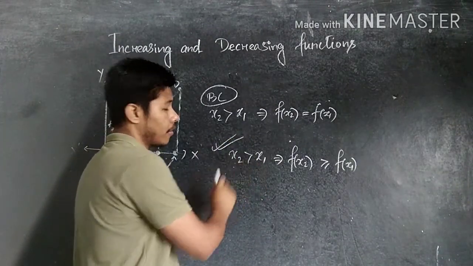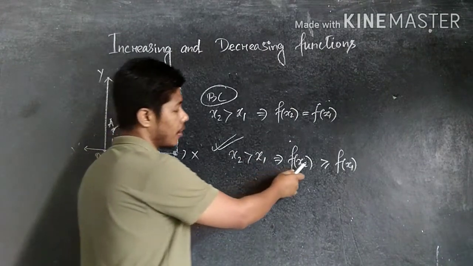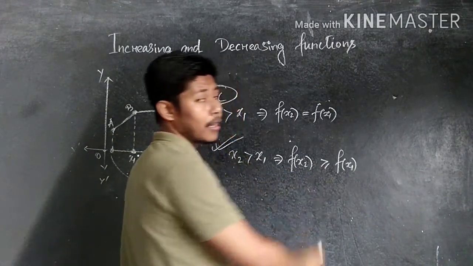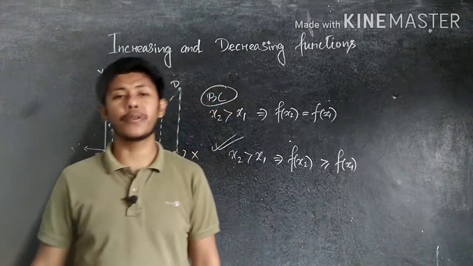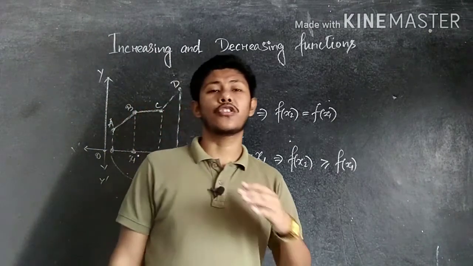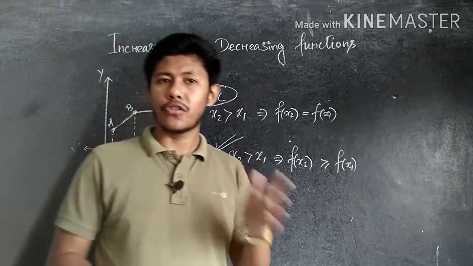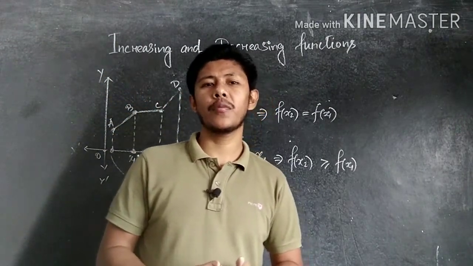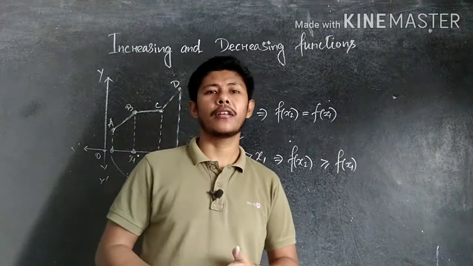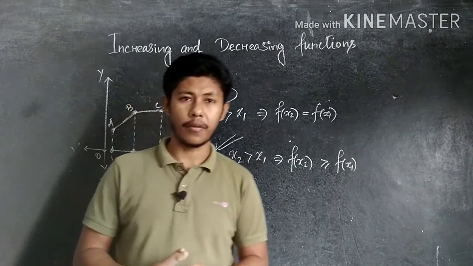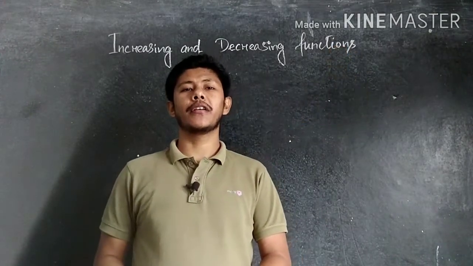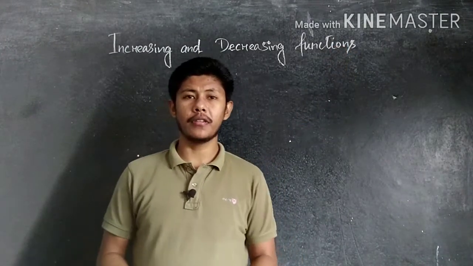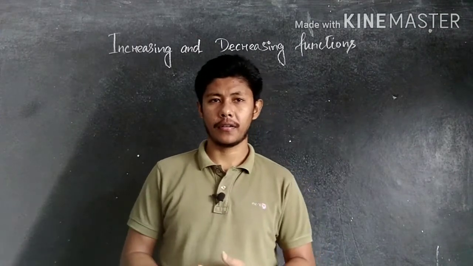If x2 is greater than x1, then what will the condition be? F of x2 is not only greater than or equal to. So this one is the difference between increasing and strictly increasing. Is it clear? For strictly, there will be strictly greater than, and if it is increasing, there will be greater than or equal to. Is it clear? Okay, now after strictly increasing and increasing function, next one is decreasing.